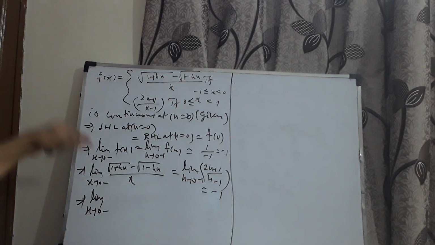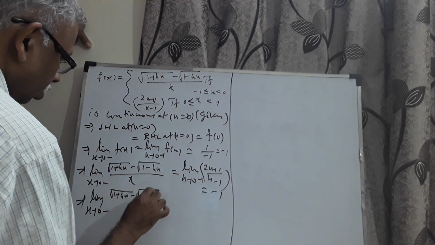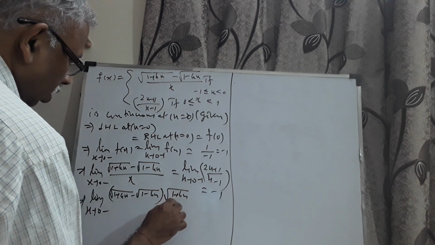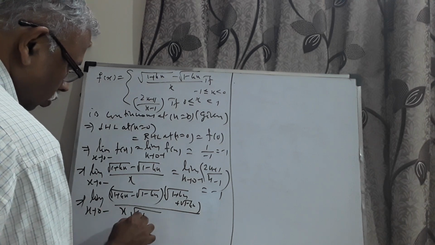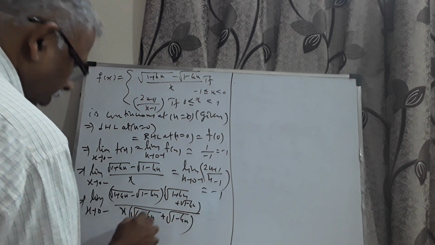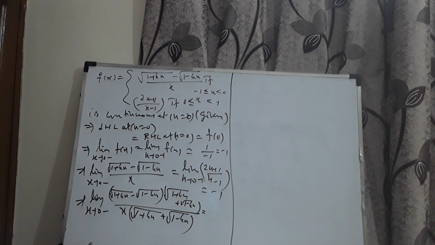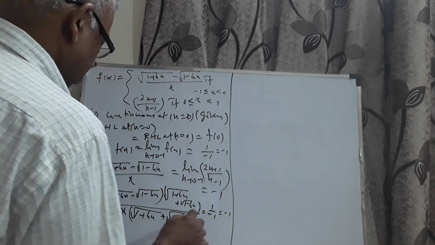If you apply the limit directly, it is of the form 0/0, which is not defined. So I should multiply and divide by √(1 + kx) + √(1 − kx). Do this process: multiply and divide by this quantity. It is like the conjugation you might have done in complex numbers. Similarly you do it here. Here, of course, 1/(−1) is equal to −1.